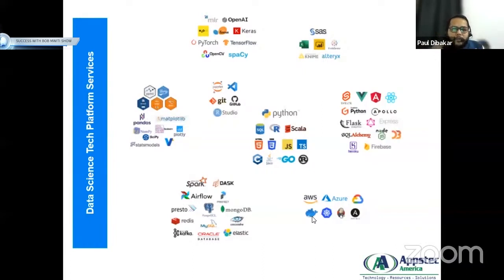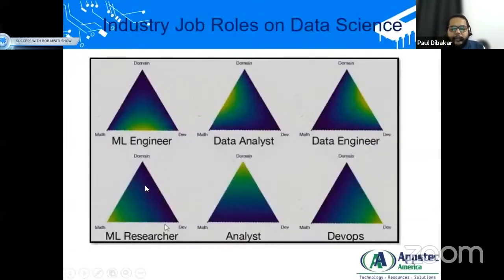And when we talk about interface design, UI UX, we have Python, we have Flask, we have Django, we have Angular, we have Firebase from Google, we have Node.js. So all these are different technology platform services that help you to effectively design a specific data science solution. Now let's understand what are the different roles that industry offers, right?